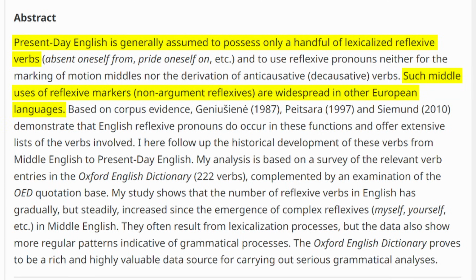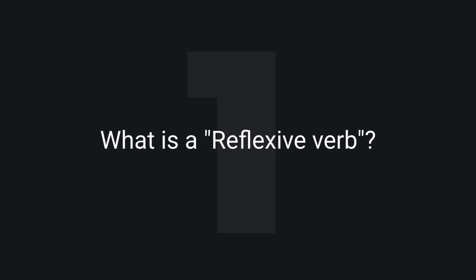As per the Oxford Dictionary, English has only 222 reflexive verbs, whereas German has probably over 1,000. That explains the inconsistencies. Now, sorry for the long introduction, but this is rarely ever talked about. So in today's video, we'll get to the very bottom of how reflexive verbs work in German. Let's get started. What is a reflexive verb?